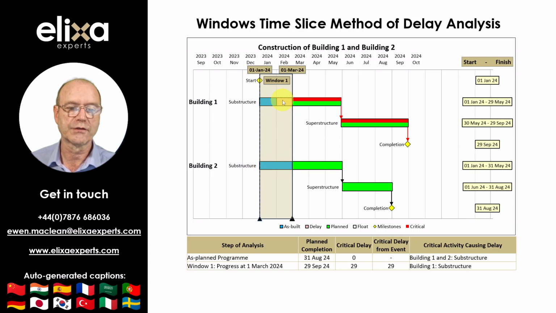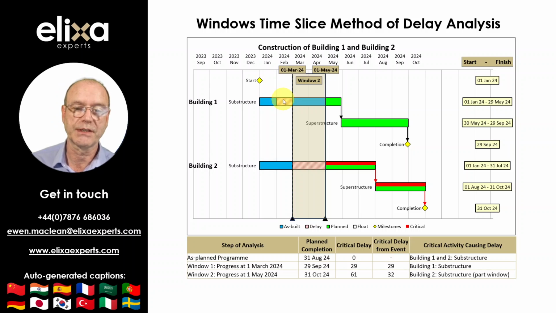This month-long delay to Building 1 pushed planned completion out from the 31st of August to the 29th of September. And since the substructure of Building 1 is driving completion, it can be said that a critical delay of 29 days has arisen as a consequence of delays to the substructure of Building 1 in Window 1. I've also highlighted the critical path in the as-built section of the program to show the delay clearly through Building 1.